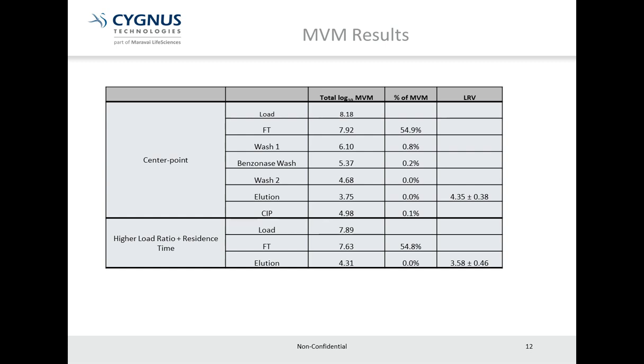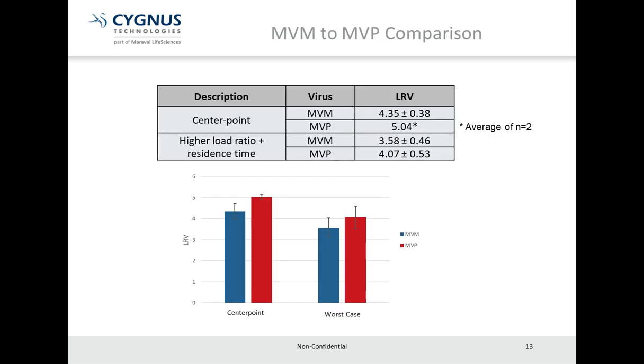When these experimental conditions were changed again to worst case, high resin load and residence time, we saw again another drop in the LRV, about 1 log. So the story was about the same for both particle types. The next slide summarizes that nicely in this graphic.